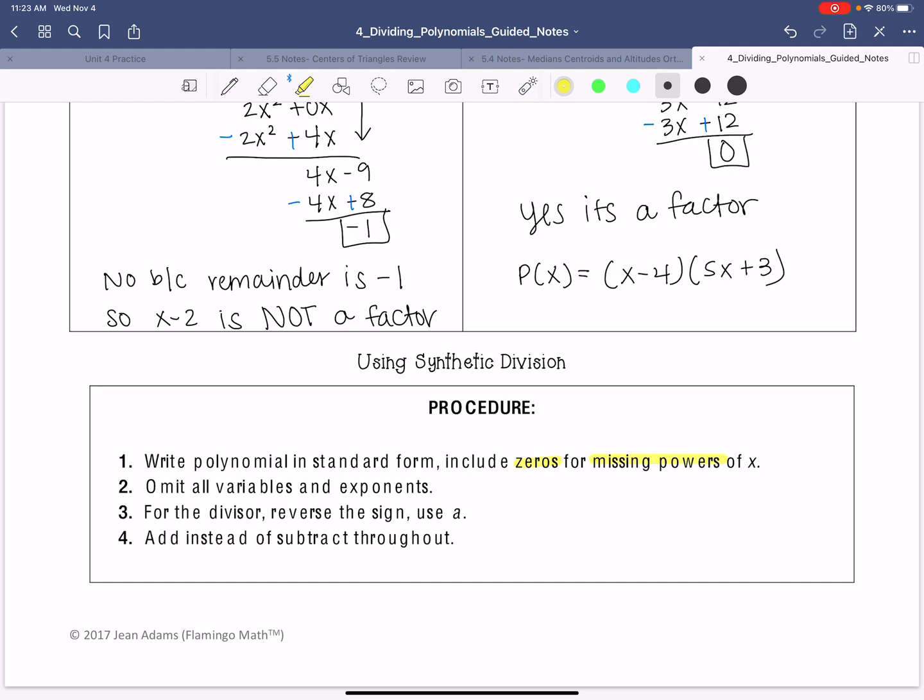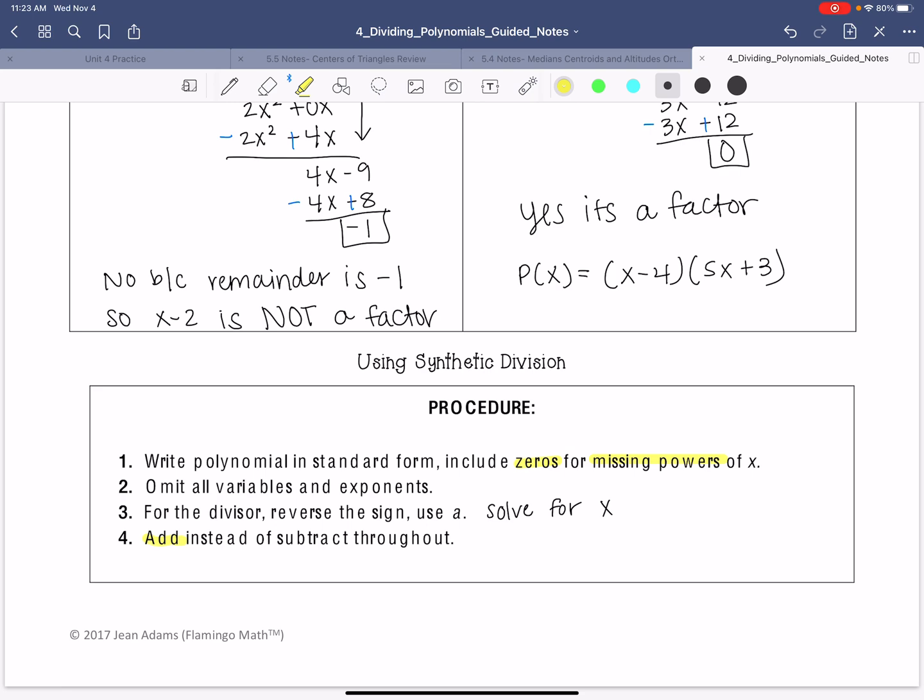For the divisor, you're going to reverse the sign. Sounds confusing. What this means is you're going to solve for x. So like we're not going to want x minus 4. We want to have x equals 4. So we want to solve for that x. And then we're going to be adding instead of subtracting throughout. We will be adding together.